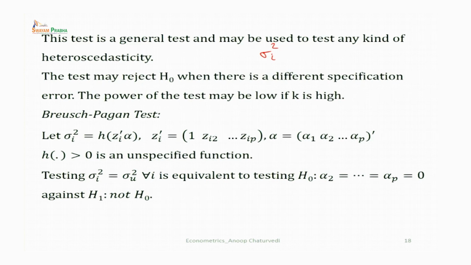Now, we come to the Breusch-Pagan test. In Breusch-Pagan test, we assume that sigma i square is equal to h of z i transpose alpha, where z i transpose is this 1 cross p vector having elements 1, z i 2, so on z i p, and alpha is p cross 1.